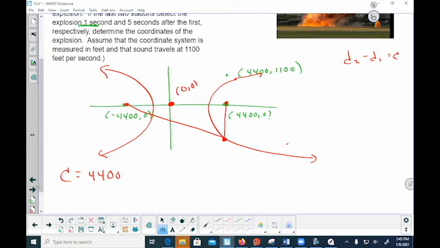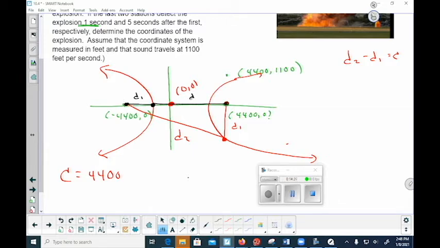Then I'm going to call this D2 because it's larger, and this D1 because it's smaller. When I heard the explosion, I realized that it took 5 seconds longer. So if I take the distance from this focus to this point, I'm going to call that D1. If I take the distance from this point over to the other focus, I'm going to call that D2.